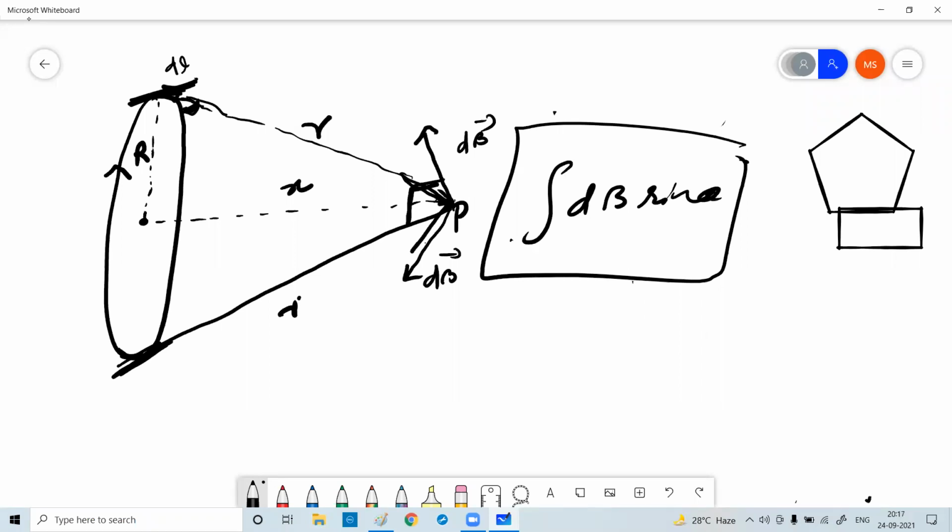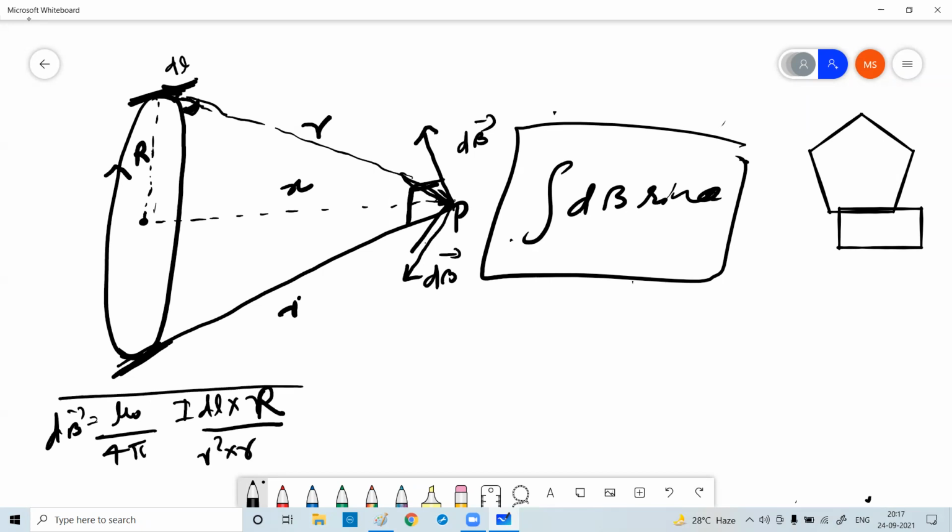So what is dB in the Biot-Savart's law? What did you study? Somebody tell me what the Biot-Savart's law says? Come on. It says that your dB is mu naught by 4 pi, I dl cross R, which R? This R, capital R, divided by R square into R. This is your formula.